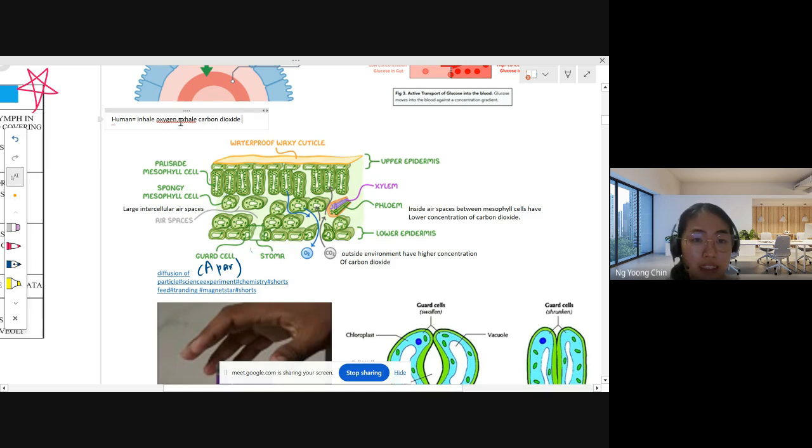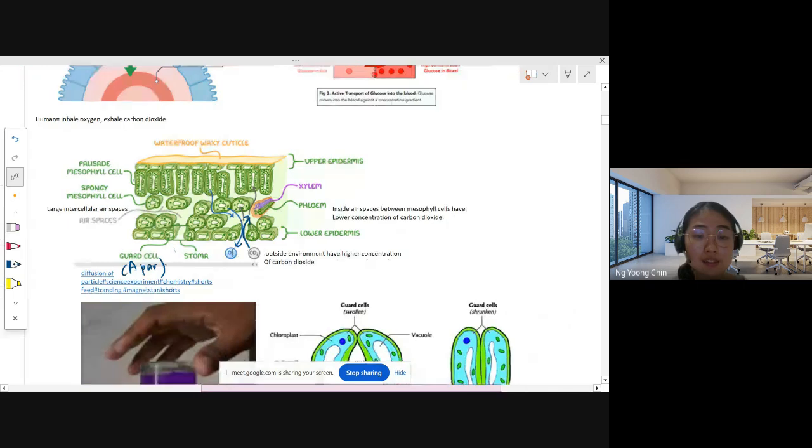In the leaf, they do the opposite way. They will inhale carbon dioxide. See, they take in the carbon dioxide, the arrow is inside. They take in the carbon dioxide and they will release the oxygen by photosynthesis. Because photosynthesis requires the carbon dioxide and the water input, right? And then they will try to synthesize the glucose.